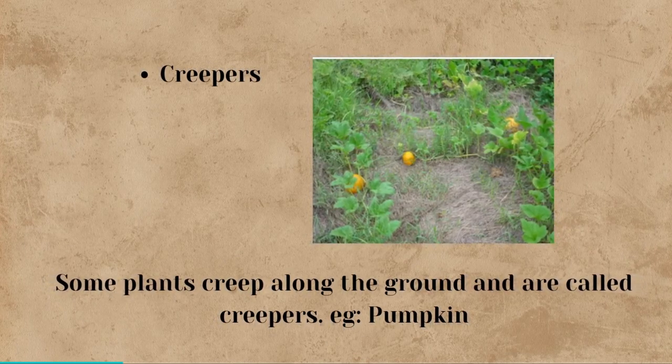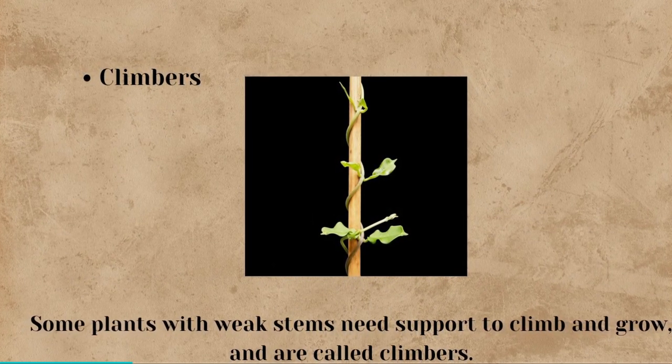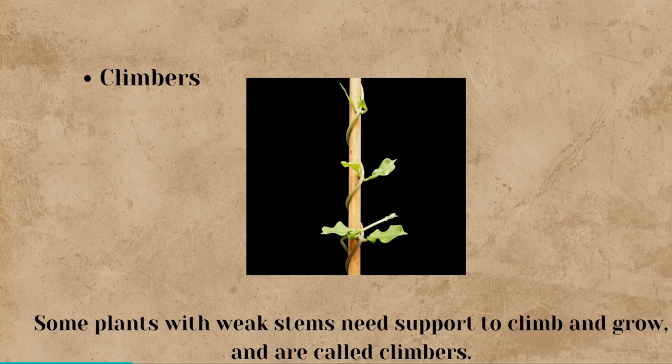Creepers are those plants with weak stems that creep along the ground. Example, pumpkin. And climbers are those plants with weak stems which need support to climb and grow.